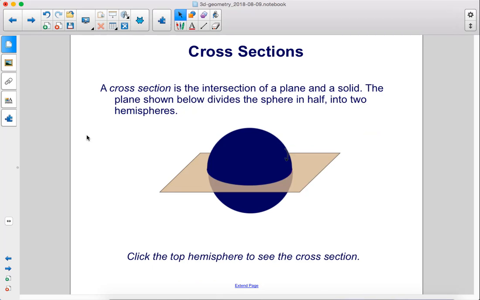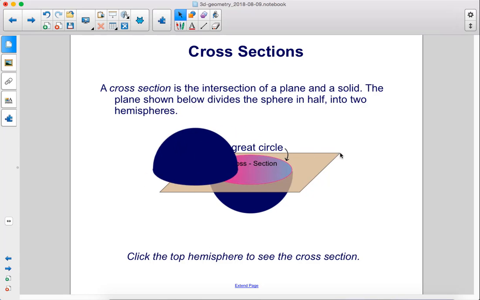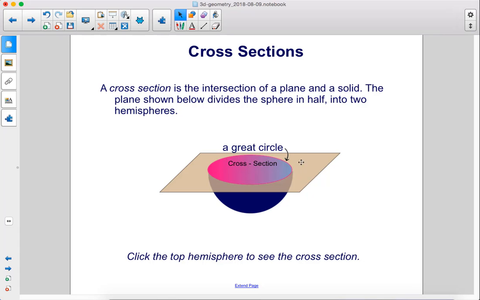A cross-section is the intersection of a plane and a solid. The plane shown below divides the sphere in half into two hemispheres. Click the top hemisphere to see the cross-section. There we go. There is the cross-section.